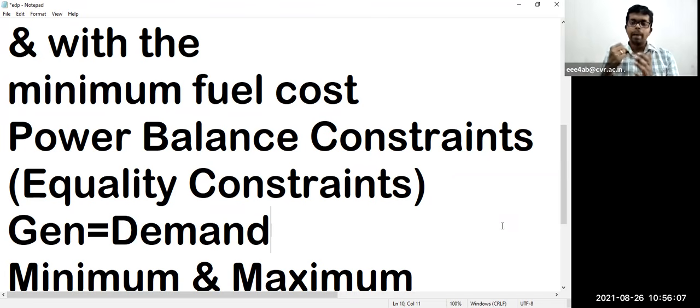Whatever the generation that is happening, that is utilized by the load. Load is nothing but demand. So generation equals the total load, or generation equals the demand. That is called your power balance constraints. Say for example, 1,000 megawatt is generating and 1,000 megawatt we are utilizing. That is the load, that is the demand. So generation that equals the demand is nothing but your power balance constraint.